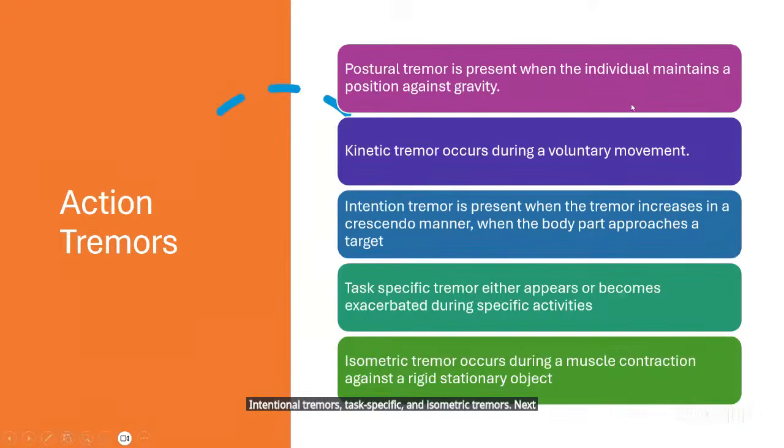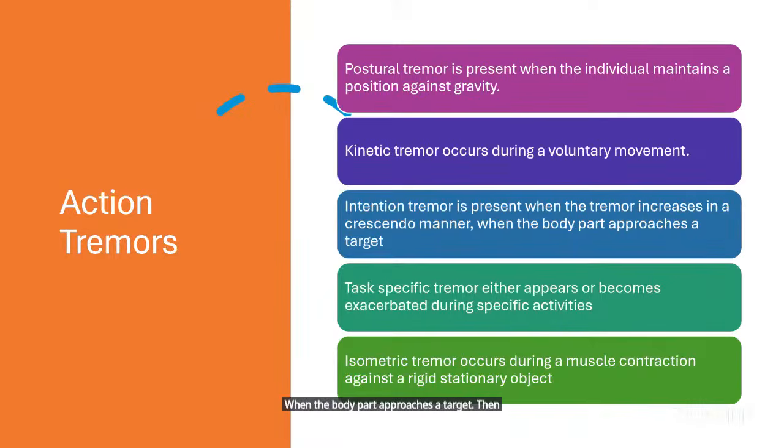Postural tremor is present when the patient maintains a position against gravity. Then kinetic tremor occurs during voluntary movements. In kinetic tremors, we can divide it into three parts. First is initial movement, so initiation tremors. Then during the movement, dynamic tremors, and then at the end of the movement, that is when we reach the target, it is called intentional tremor. So intentional tremor is present when tremor increases in crescendo manner when the body part approaches a target.